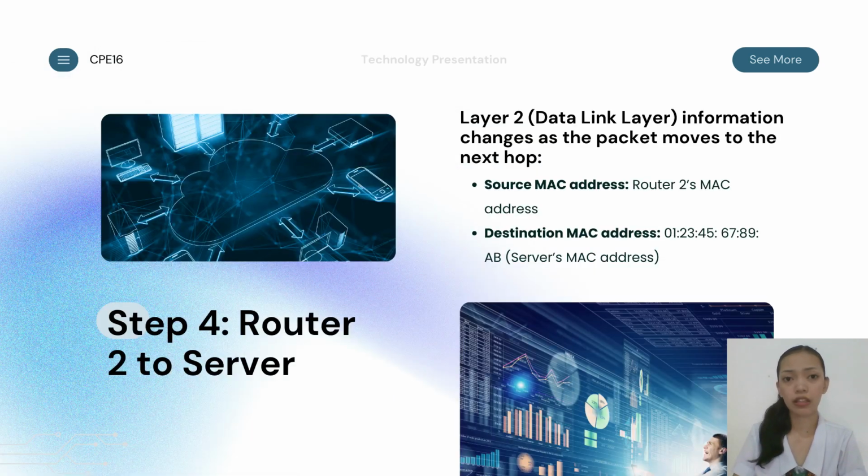Now, if you are wondering what changes? Only the layer 2 or the data link layer information changes as the packet moves to the next hop. These are the source MAC address and the destination MAC address. The source MAC is updated to router 2's MAC, while the destination MAC is set to the server's MAC because the server is now the next and final hop. Once these MAC addresses are updated, the packet is encapsulated into the Ethernet frame and delivered to the server.